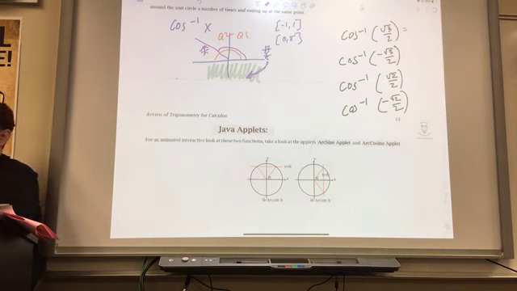Okay, you ready? Where does cosine equal negative root 3 over 2? Now, if it's negative, it goes to quadrant 2.